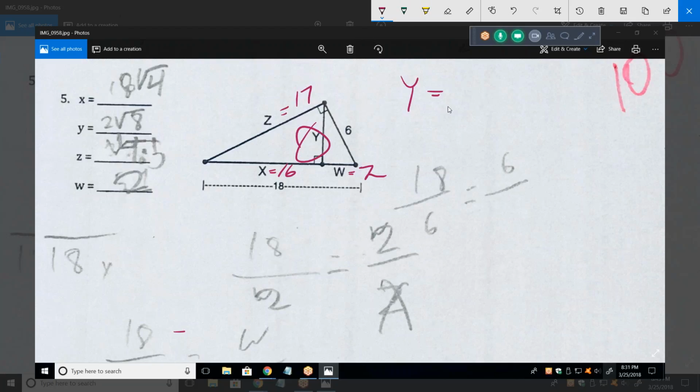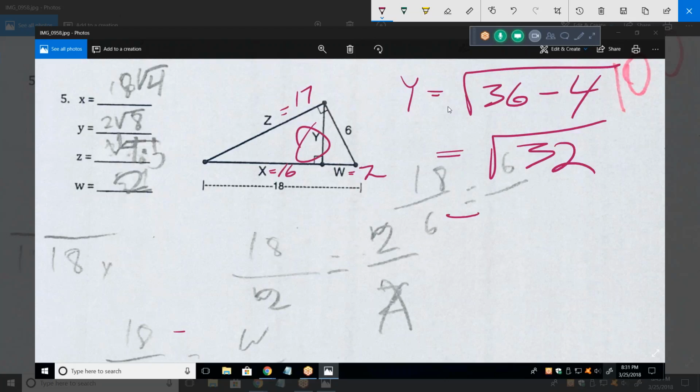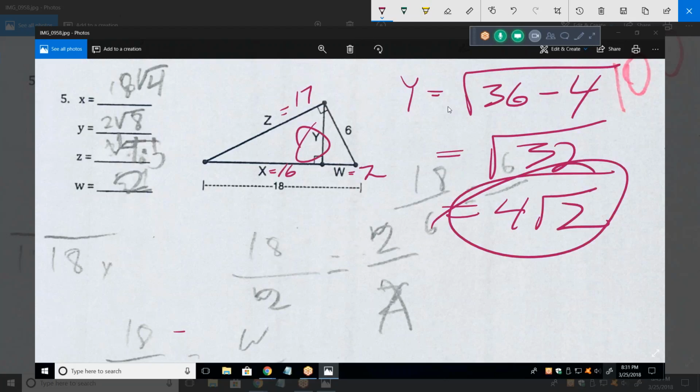y is equal to... What's your answer always got to start with? The square root of 32 times the square root of 6, or 36 minus 4. That's what y is.